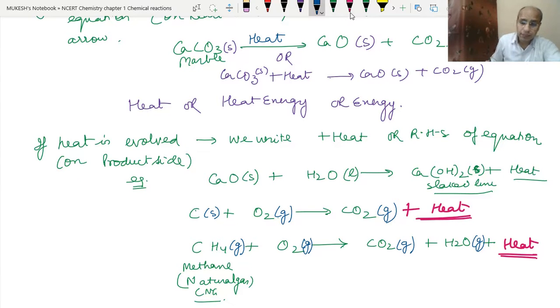Now we have to balance this equation also. I'll tell you one quick method for how to balance. Here we have carbon 1, and here we have carbon 1, so carbon is balanced. But here we have hydrogen 4, and here we have hydrogen 2. So if we multiply it by 2, we will get hydrogen 4. Clear? Now here oxygen is 2, and here oxygen is 2 into 1.